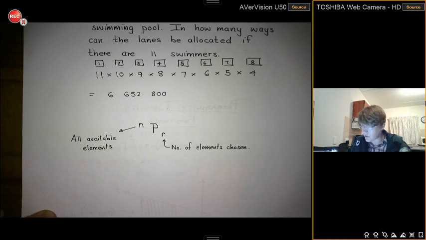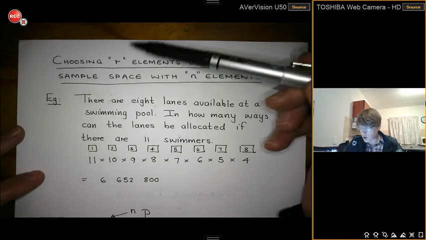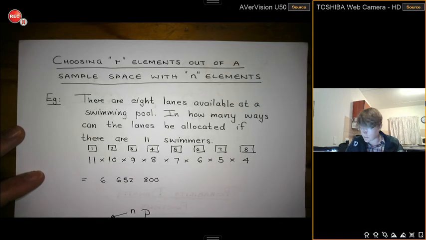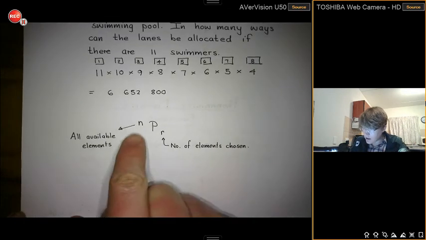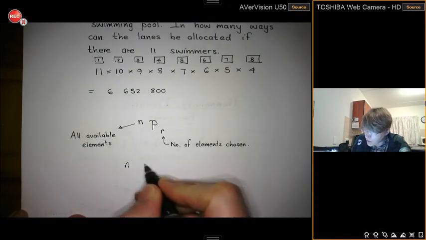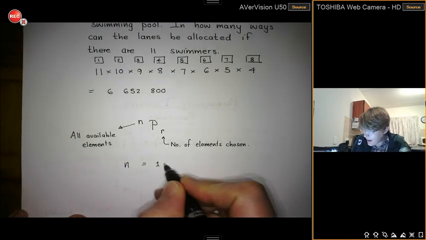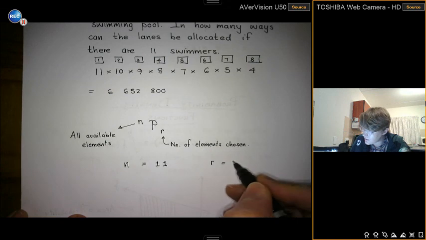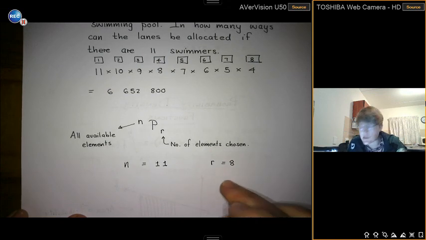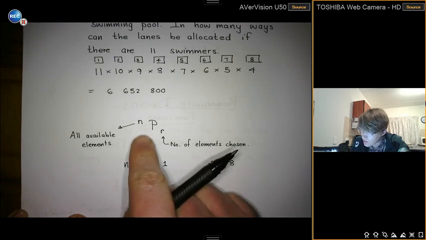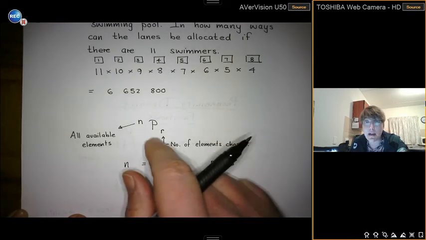And I did show this to you up here at the top where I say you're choosing r elements out of a sample space with n elements. So that's exactly what this is. In my example, n will be equal to 11 because we had 11 people available. But r is then equal to 8 simply because we only had 8 lanes, so we can only choose 8 of the 11 swimmers.